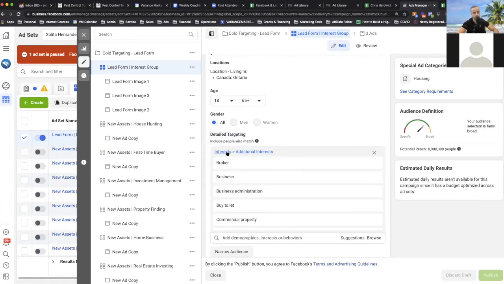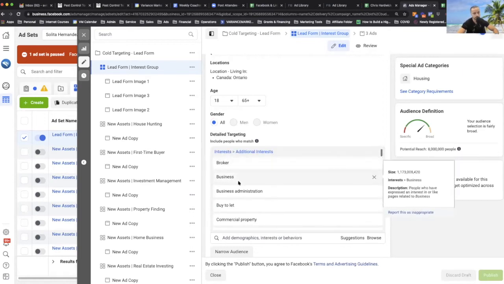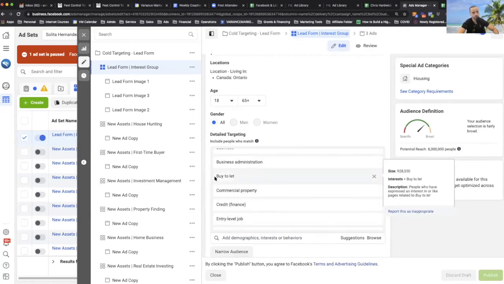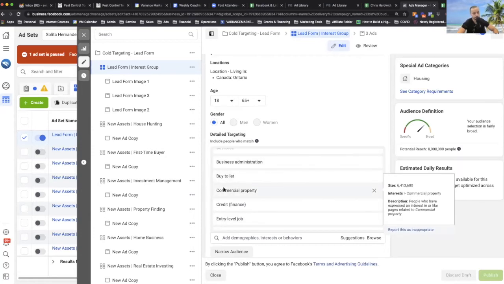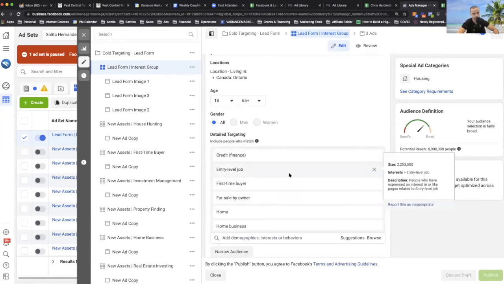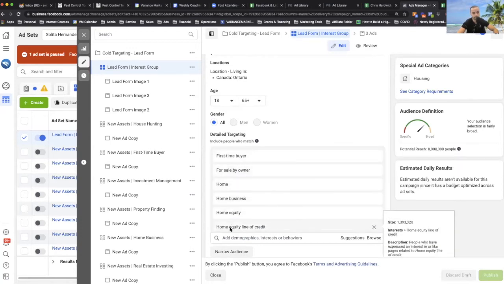We're targeting people who are interested in broker, business, business administration, buy to let, commercial property, credit finance, entry-level job, first-time home buyer, for sale by owner. These are all interests available to Facebook.